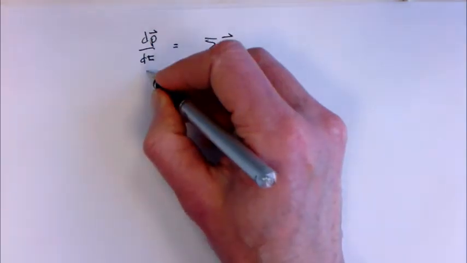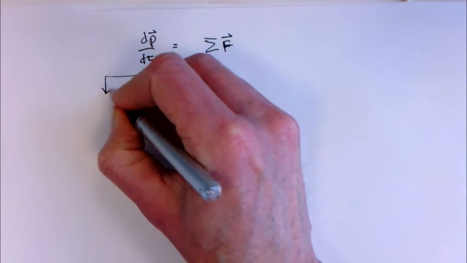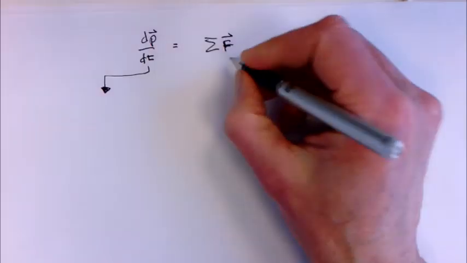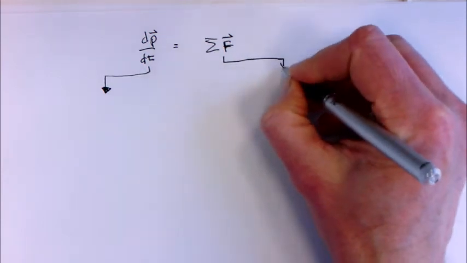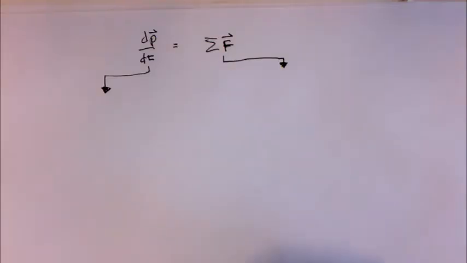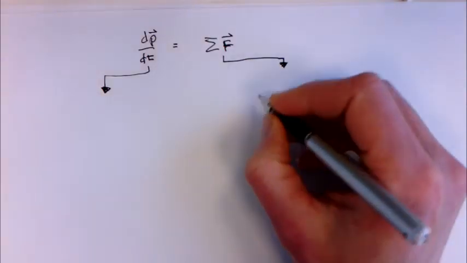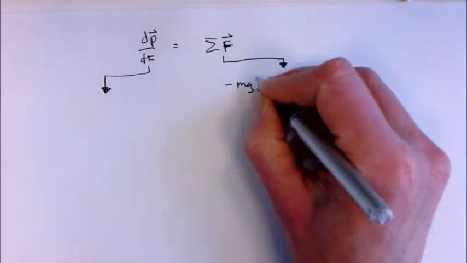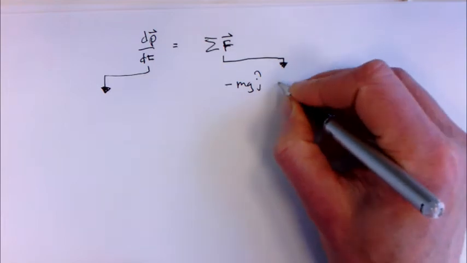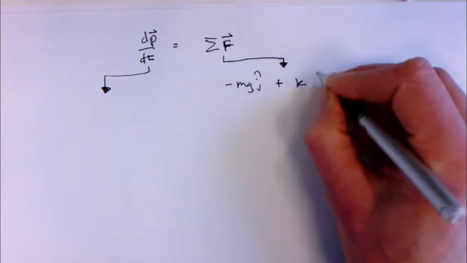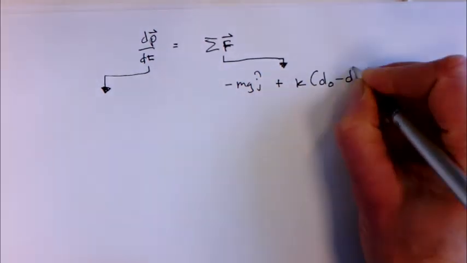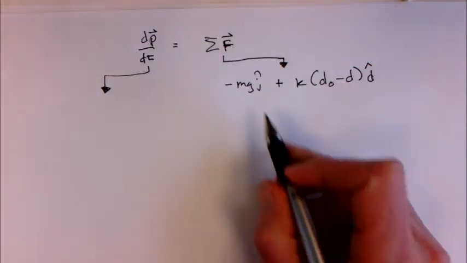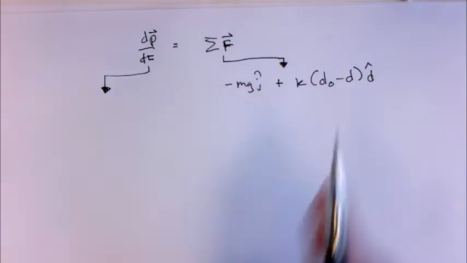All right, but now let's think about this left-hand side a little bit. This left-hand side is a little bit more interesting. The right-hand side initially is not so interesting, so actually let's start with the less interesting part and write out the right-hand side. We have a gravitational force, minus mg j hat, and we have a spring force, plus k times d naught minus d in the d hat direction. Okay, so that's gravity, and that's the spring force.